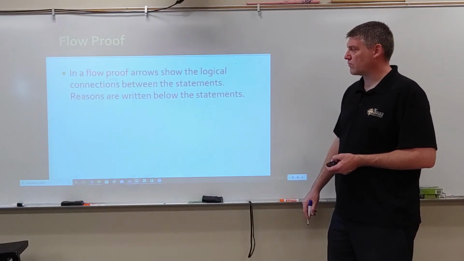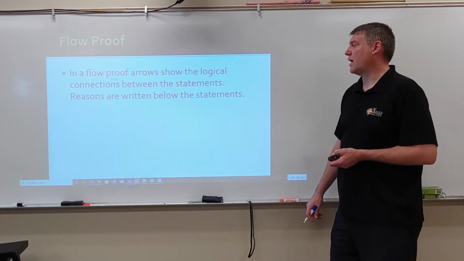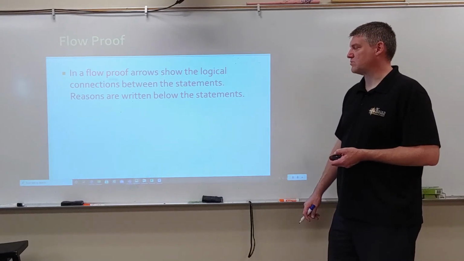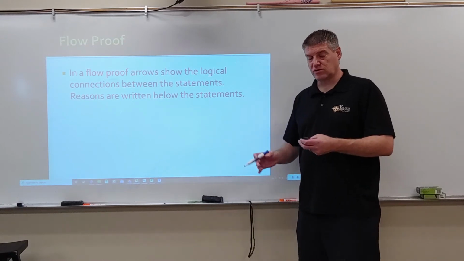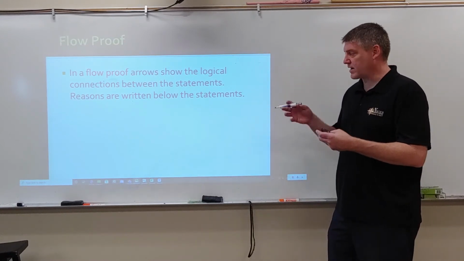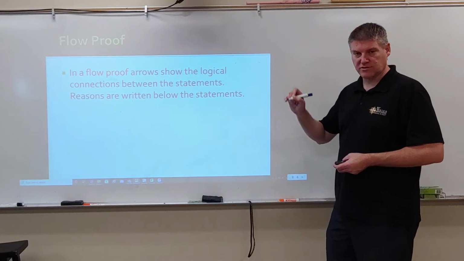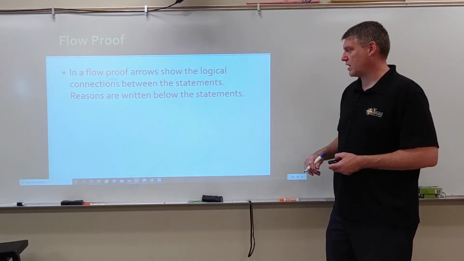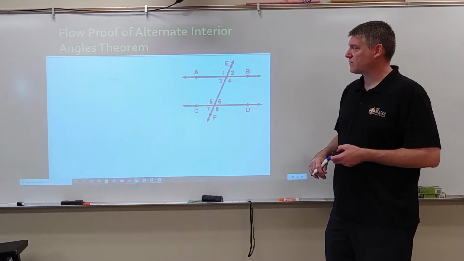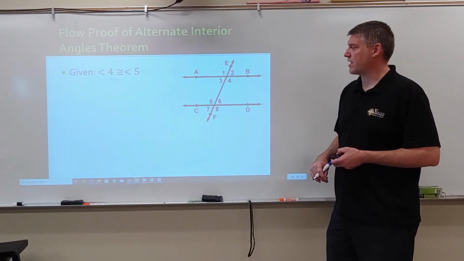A flow proof. In a flow proof, arrows show the logical connection between the statements. Reasons are written below the statements. So in a 2-column proof, we put them left and right in columns. In the flow proof, you're going to write your information, circle it, move it on. So here's a flow proof of the alternate interior angles.